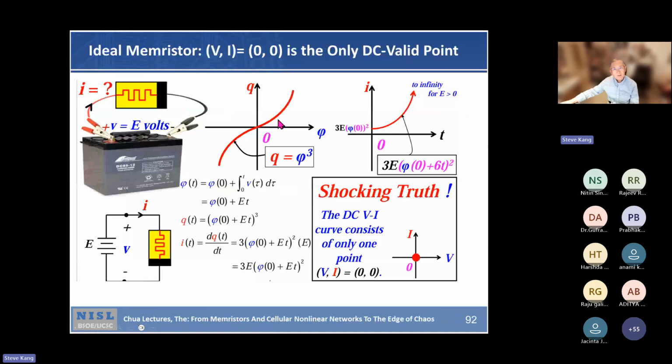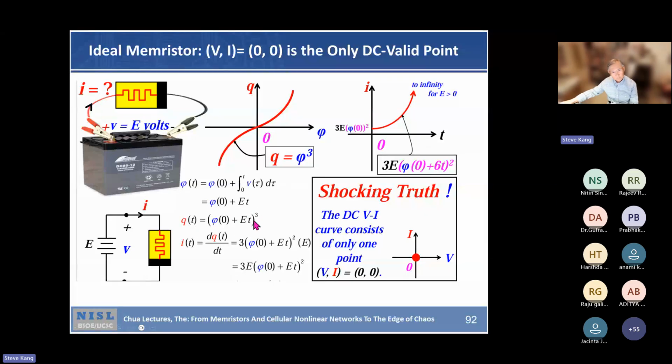Here you have a phi-q curve, q equals phi cubed. So phi(t) is equal to the integration of the voltage, right? So initial phi naught plus the integral from 0 to t of v(tau) d tau. But v is E, the battery, E volts. And if you integrate, it's Et, it's time varying. It's linearly increasing with time.